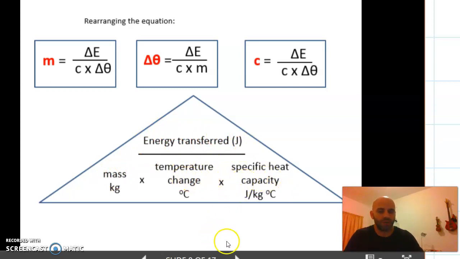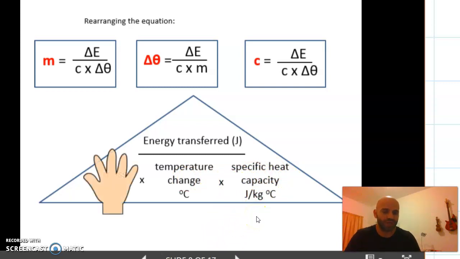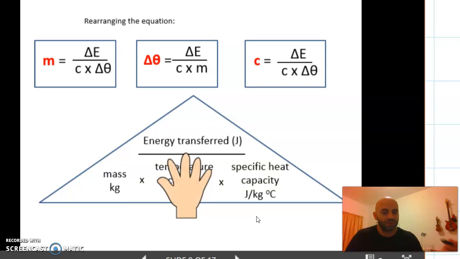Okay, so how to use the triangle? Well, the golden rule for the triangle is you cover what you want. So if you were after the mass, then you'd be left with the energy transferred divided by the change in temperature times the specific heat capacity. But if you were after the change in temperature, then it would be the energy transferred divided by the mass times the specific heat capacity.